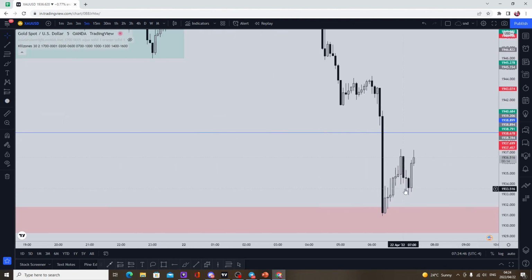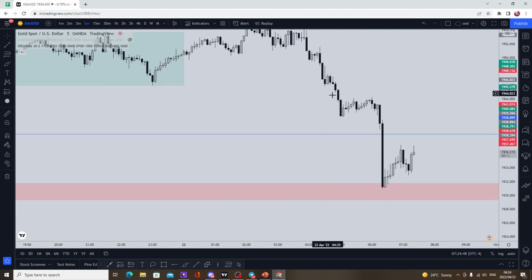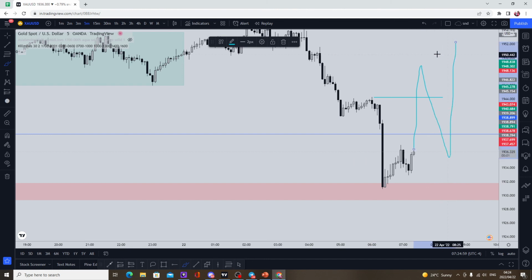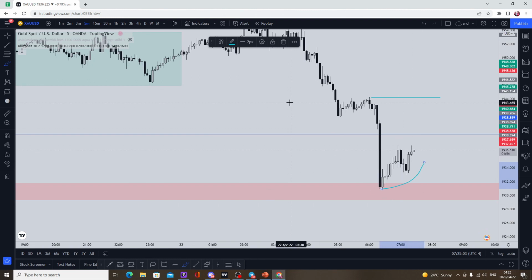So far, there is no confirmation. Now imagine if we want a confirmation, we have to see the market break this area. If we can break this area, this is when we're going to have a confirmation. So let's say it breaks, we come. But because of this, oh, it's so scary.